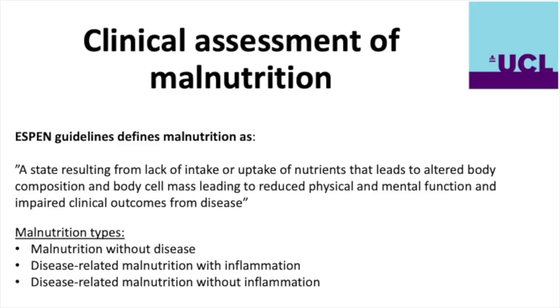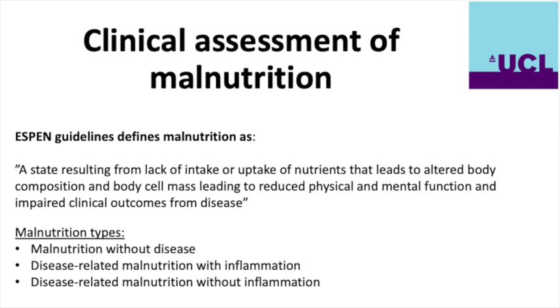Malnutrition as an issue can have serious implications on a community and individual, but how can we measure and quantify its severity? So what is malnutrition and what does it entail? The ESPEN guidelines define malnutrition as a state resulting from lack of intake or uptake of nutrients that leads to altered body composition and body cell mass, leading to reduced physical and mental function and impaired clinical outcomes from disease.